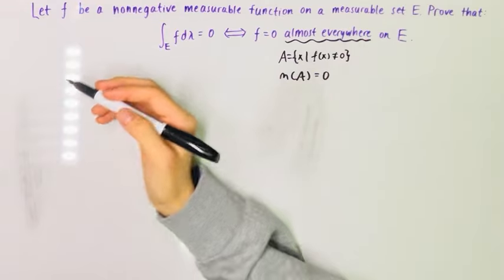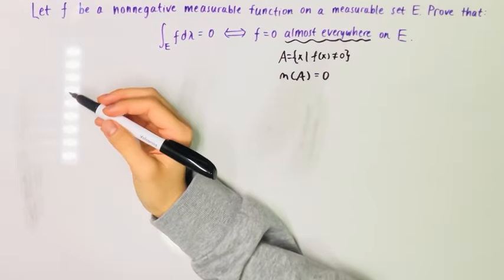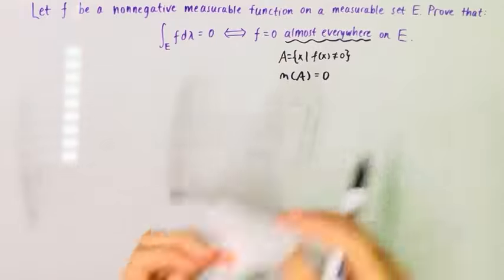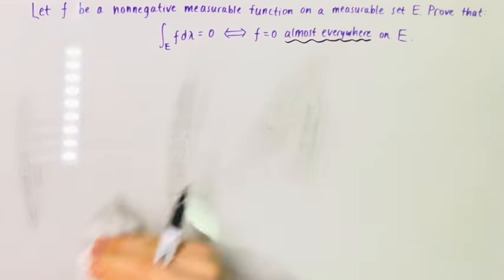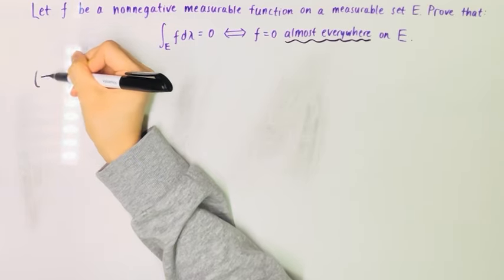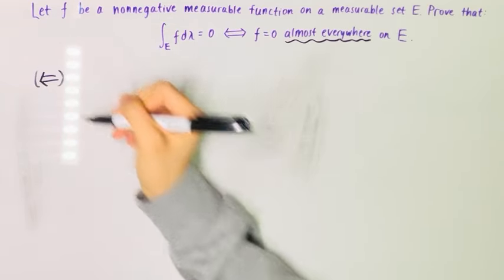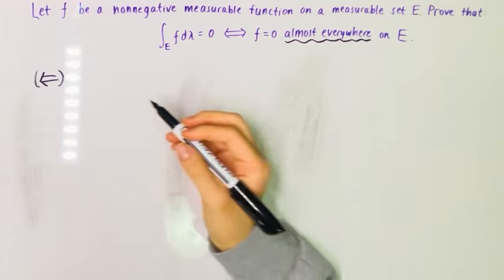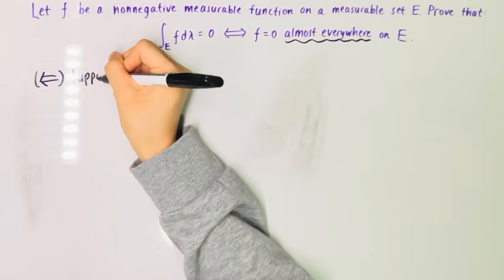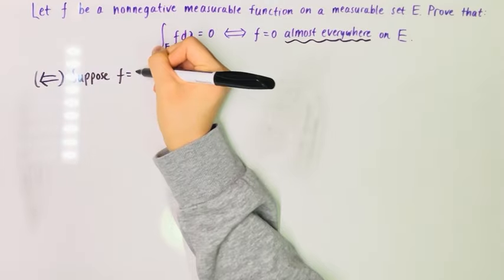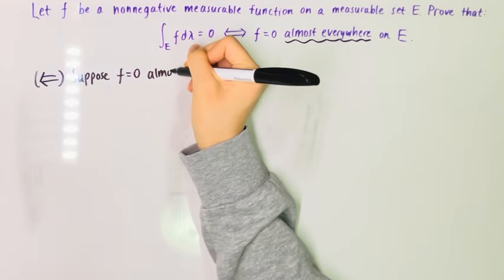Okay, so let's first prove the reverse direction. This direction is going to be pretty simple, pretty straightforward. So proving this direction, suppose f equals 0 almost everywhere on E.